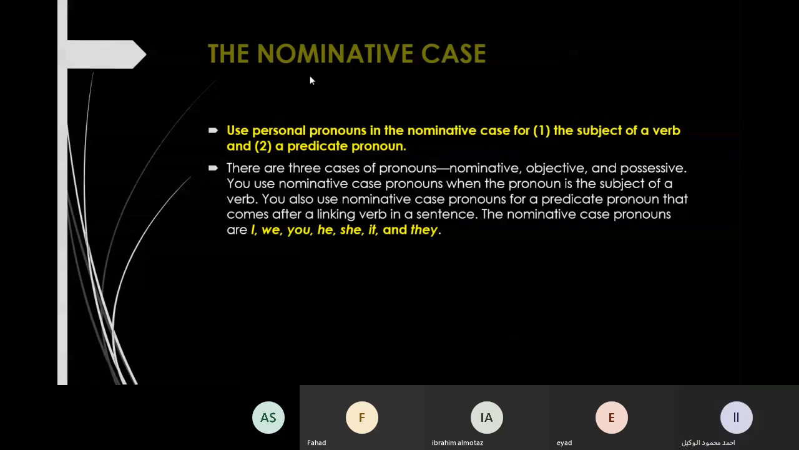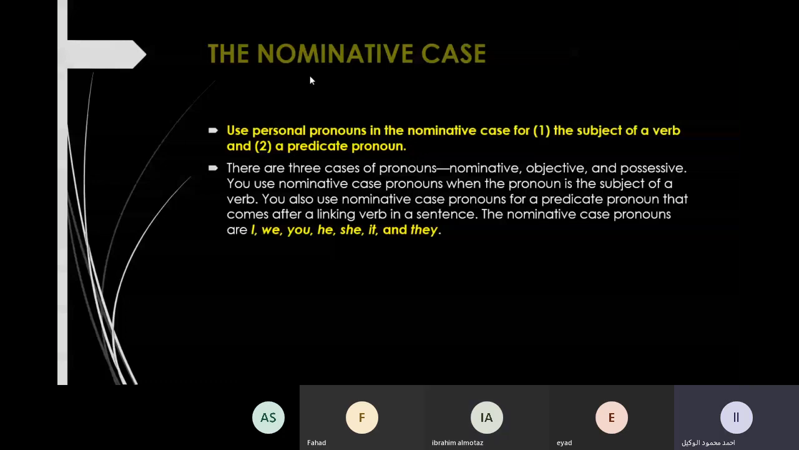Okay, today, Ibrahim, we are talking about the nominative case. So the meaning of nominative case: when we have a subject and we replace the subject with a pronoun, we call this pronoun a nominative case. Like when I say Ibrahim just came. So I'll substitute Ibrahim now with a pronoun. So I say he just came, right? Okay. Yes, okay, continue. So he here is a nominative case.